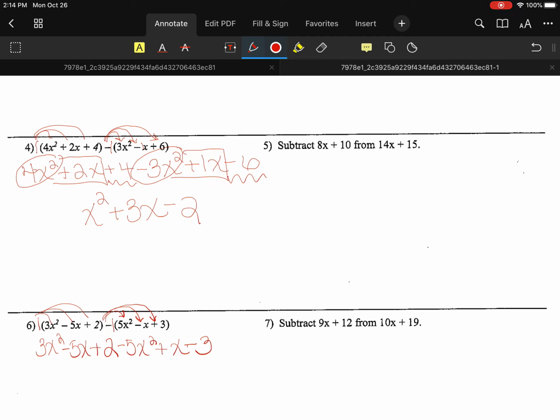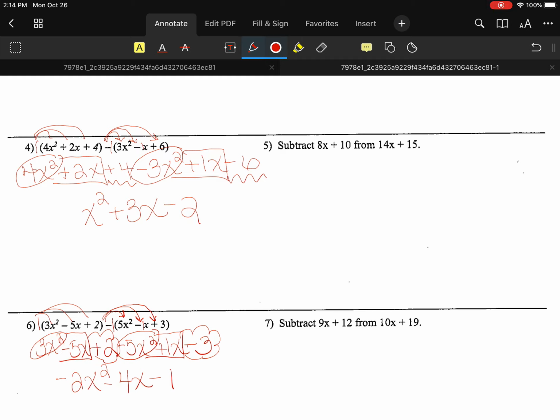Or in the calculator, do negative 1 times 5, negative 1 times negative 1, negative 1 times 3, and let the calculator produce the sign for you. Combine like terms. 3x squared minus 5x squared is a negative 2x squared. Again, that squared is on the x. Negative 5x and a positive 1x is a negative 4x. And a positive 2 and a negative 3 is a negative 1. So my final answer is negative 2x squared minus 4x minus 1.